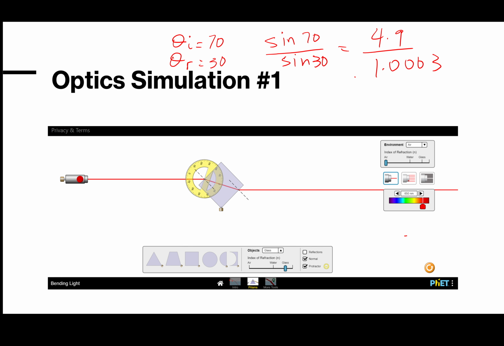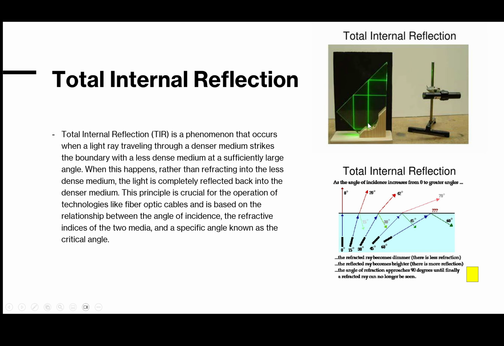Alrighty. So total internal reflection, right? So as you can see from this, we have reflection that occurs over and over again within a medium, right? So it occurs when light rays travel through a denser medium and strike the boundary of a less dense medium at a sufficiently large angle, for example, a 90-degree angle, right? So when it strikes at a sufficiently large angle, rather than refracting into the less dense medium, the light will completely reflect back into the denser medium.